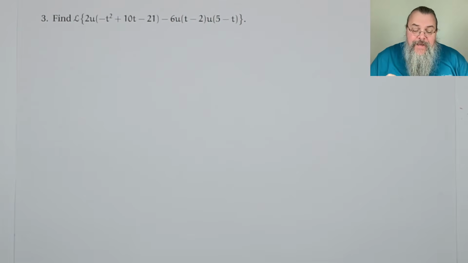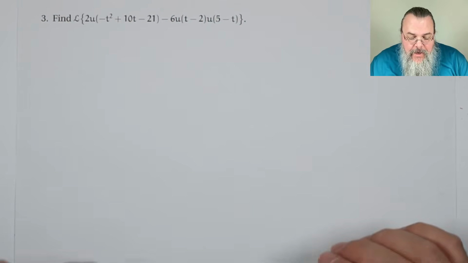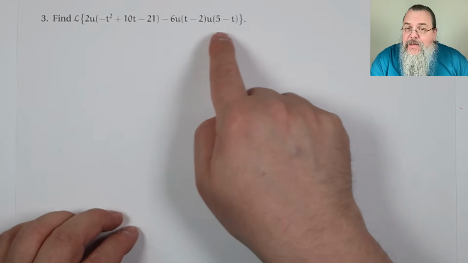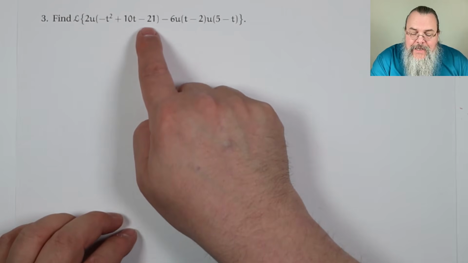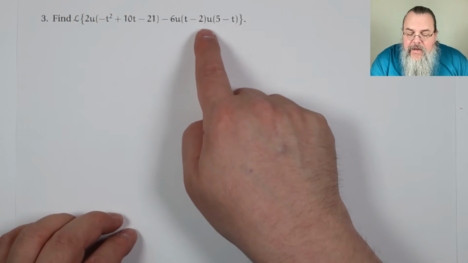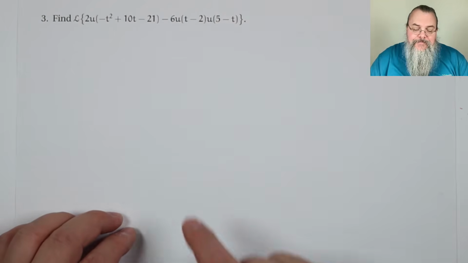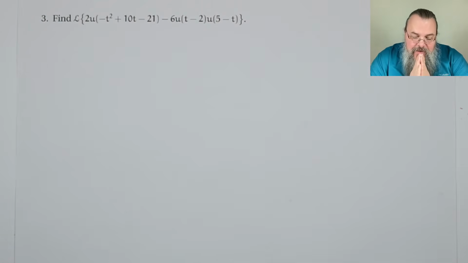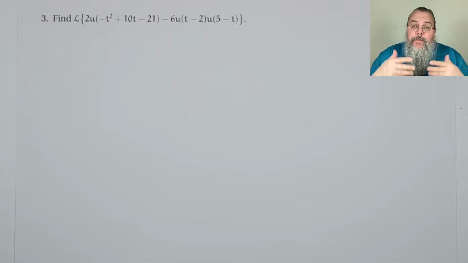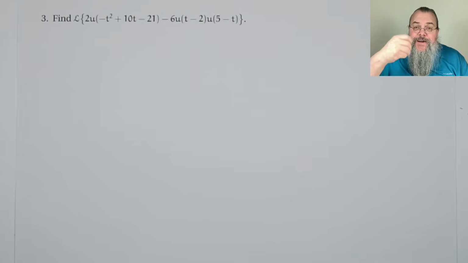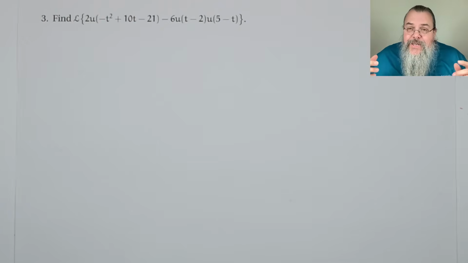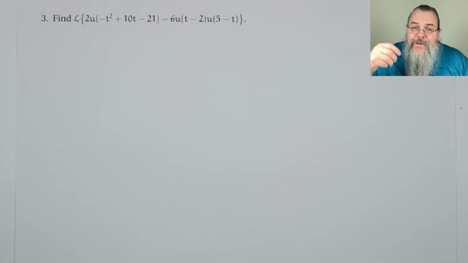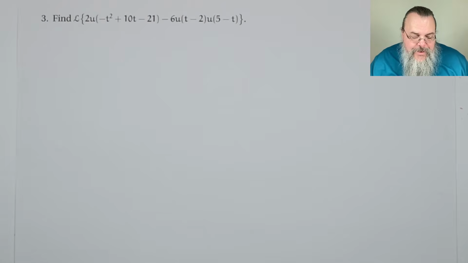Number 3. Find the Laplace transform of this very long expression: 2u of t minus 2, times t squared plus 10t minus 21, minus 6u of t, minus t u of 5 minus t. Okay, oh my goodness. What can we do? Well, what do we see? We're seeing on-off switches occurring. Remember, what is u? u is the unit step function, or I like to call it, the on-off switch. It's also called the Heaviside function.